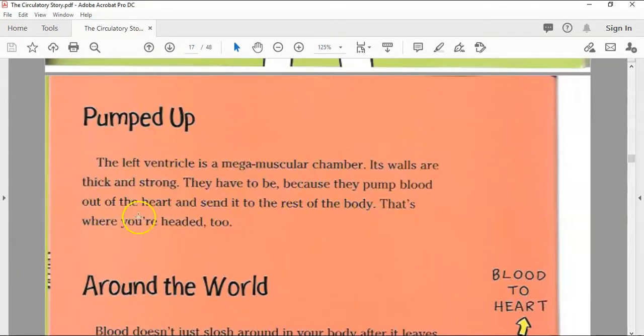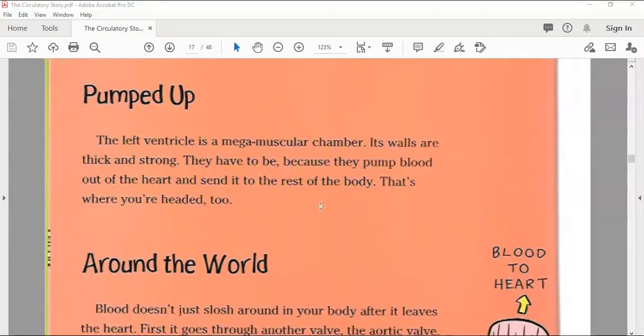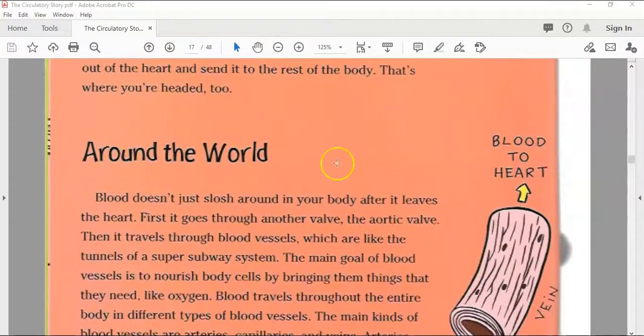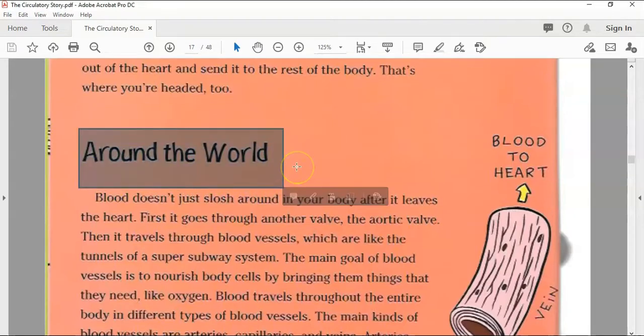So where are we going to go next? So now we're going to go to the mega muscular chamber. Okay, and I know that their walls are thick and strong around the world. So boys and girls, does it mean literally we're going to go and read about around the world? No, it means figuratively, right? We're still talking about the circulatory story. We're talking about how blood flows correctly in the correct direction.